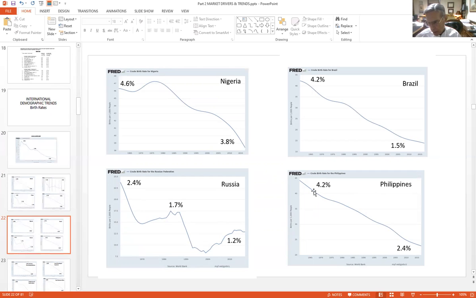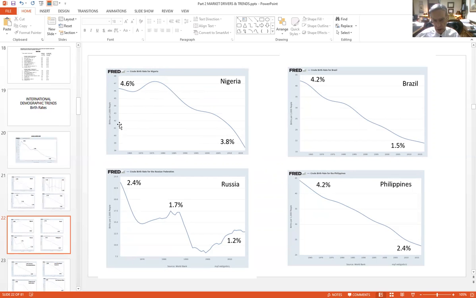And here we have the Philippines at 4.2%. Just like those on the earlier charts, dropping to 2.4. Brazil 4.2 to 1.5. Nigeria 4.6 to 3.8. So 3.8% is well above the population replacement rate. Births exceed deaths. The same is true in the Philippines, and it's true in some other underdeveloped or undeveloped areas.